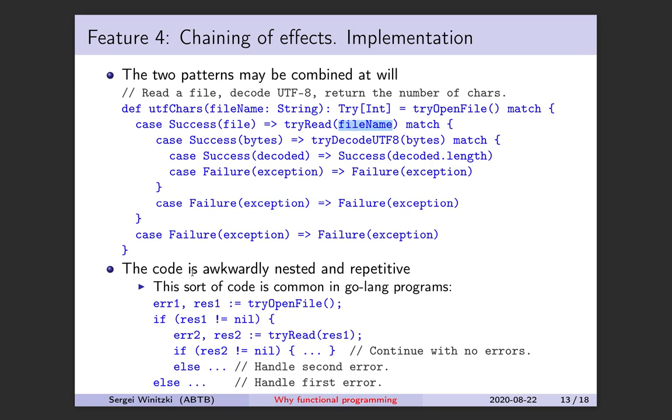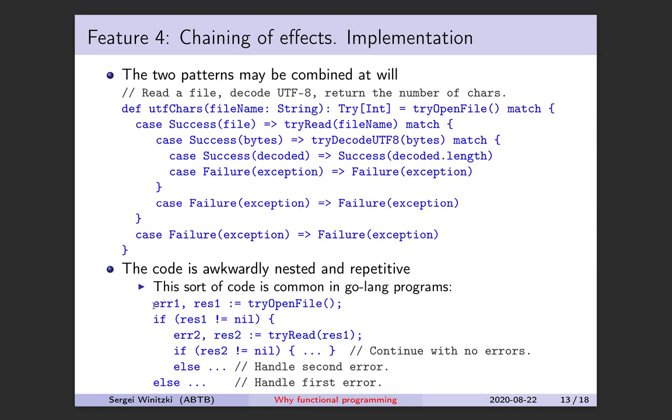The point is that this code is quite awkward. It's deeply nested and repetitive. And by the way, this sort of code is common in the Go language, where it is a pattern that functions return an error and the result, and then you're supposed to check whether the result is nil or not. If it is not nil, then you have a result. Otherwise, you need to look at the error. And then you continue. So you try to read, and then again you get an error or a result, and so on. So this kind of nested repetitive code is unavoidable in the Go language.